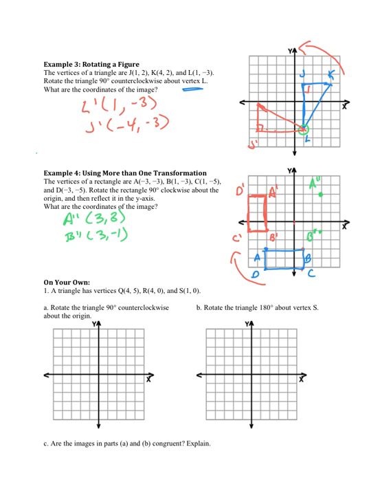We'll do C next. We have to go over 5 units. So that's C double prime is at 5, -1. And D double prime next is up here, which is at 5, 3. We'll go ahead and connect the dots to make that rectangle of our image. All right, go ahead and try it on your own.